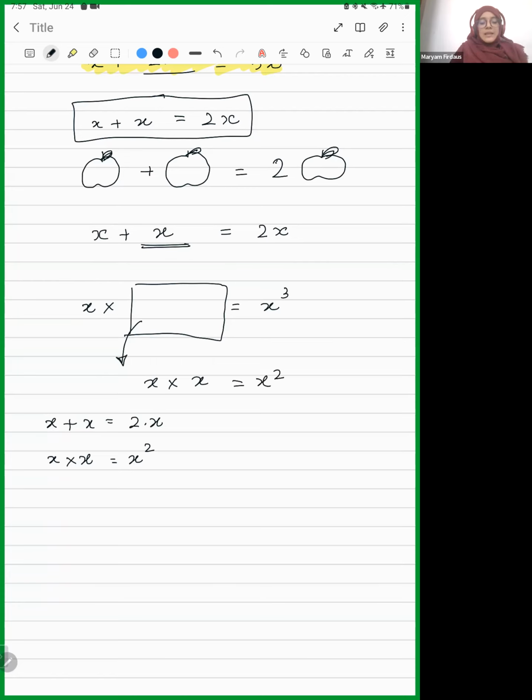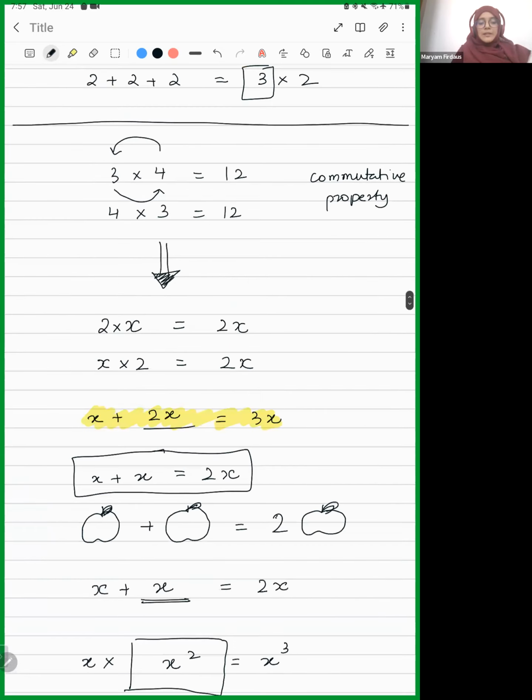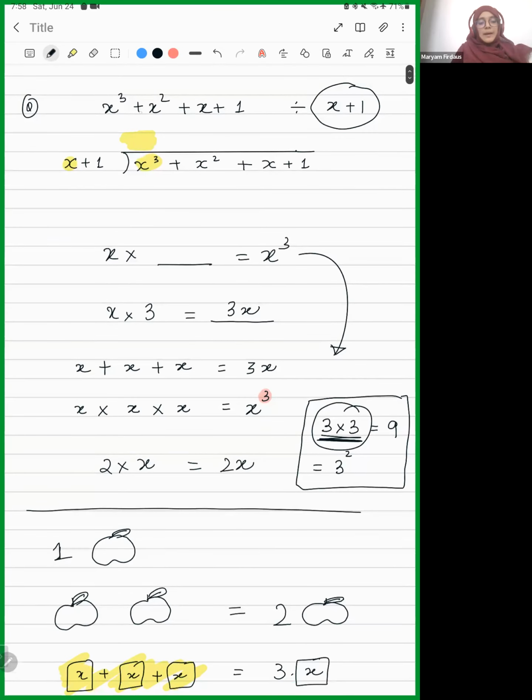So that means x multiplied by what will give me x cube? X square. Very good. So x multiplied by x square gives me x cube. Clear till here? Good. So here we have to see x multiplied by what should give me x cube, like what we do when we are doing any normal division.